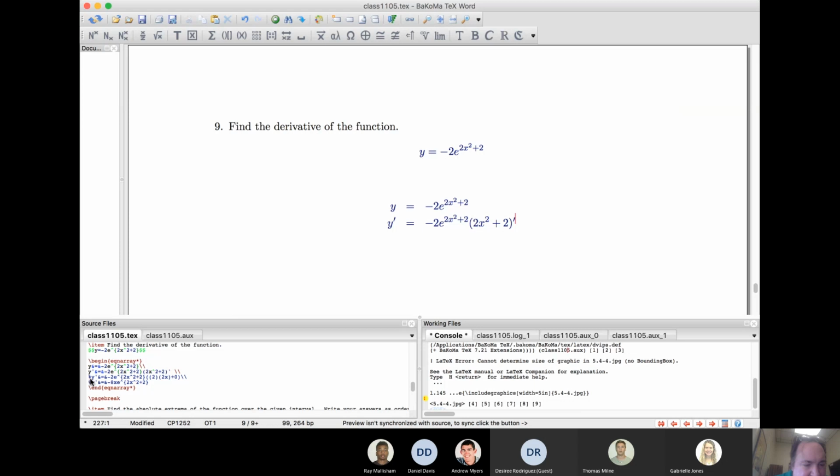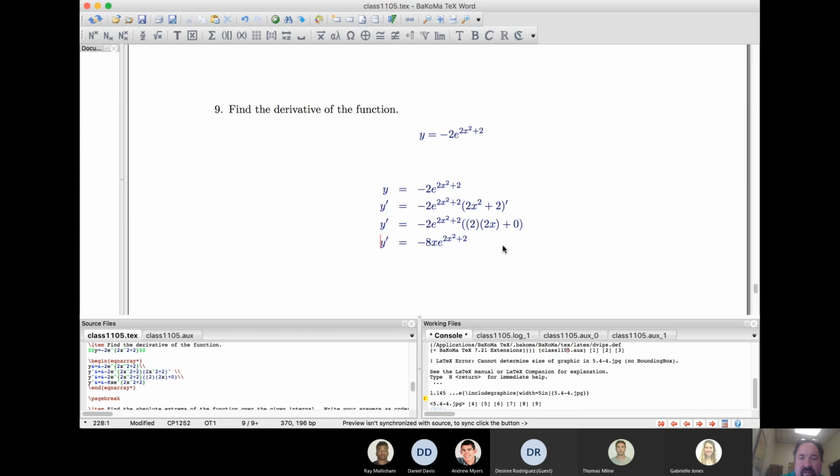So then when you go to do that, that's just using a power rule, derivative of x squared being 2x. So then we have minus 2, 2, and 2x. All of that needs to be multiplied, and that gives us minus 8x times this exponential.